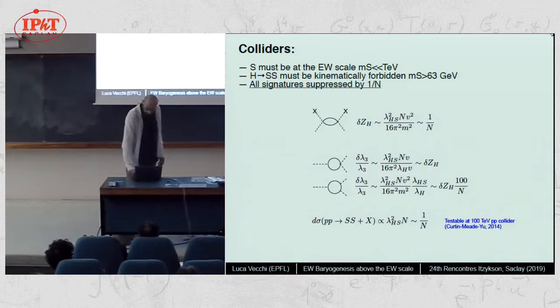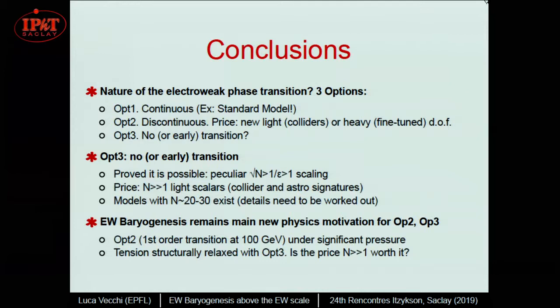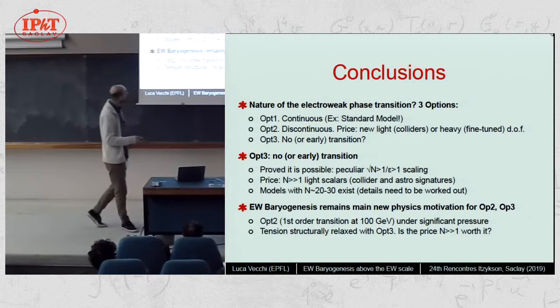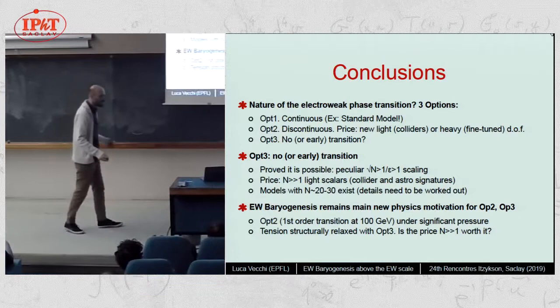So let me conclude. This is all I wanted to say, actually. I think that the conclusion is the following. We have seen that we have essentially three options for the electroweak phase transition. It's either continuous, discontinuous, or there is no transition at all, actually. Option one is the standard model. Price to pay zero, and this is, I will bet, what happens, right?